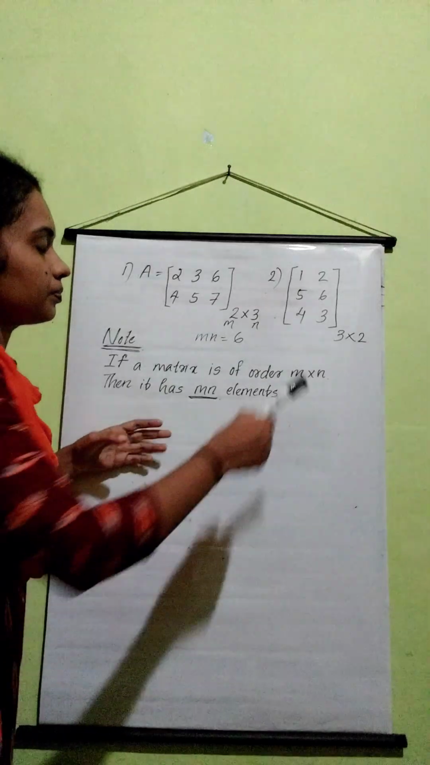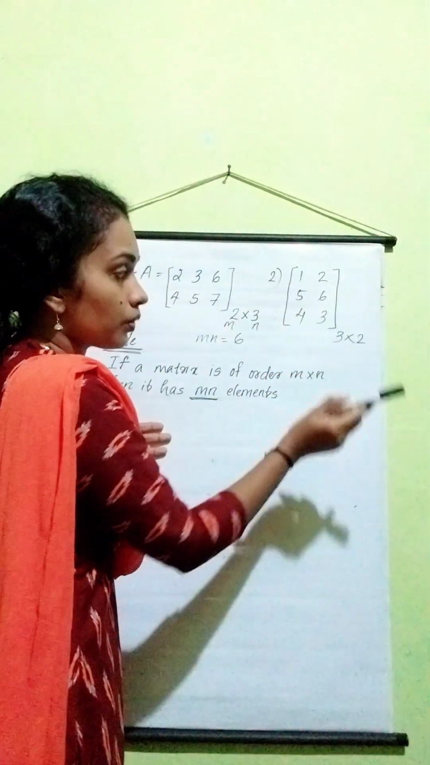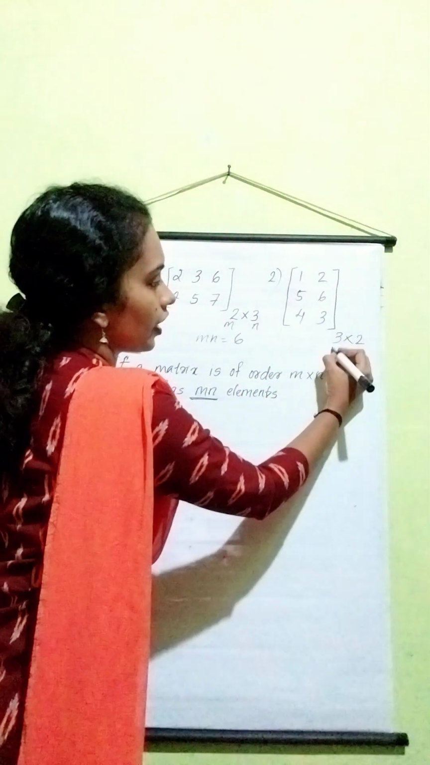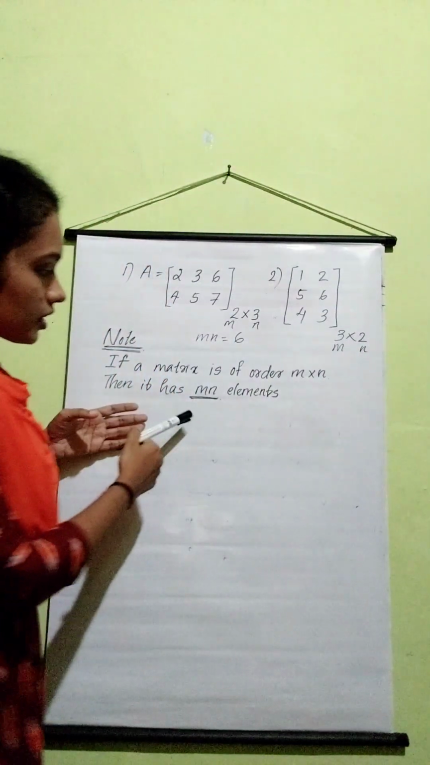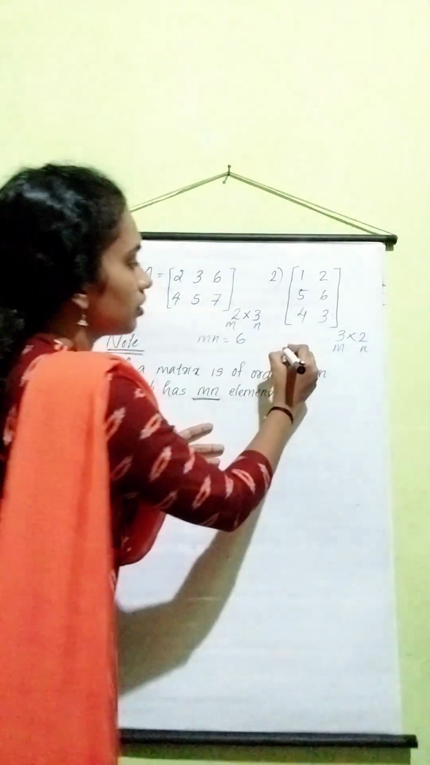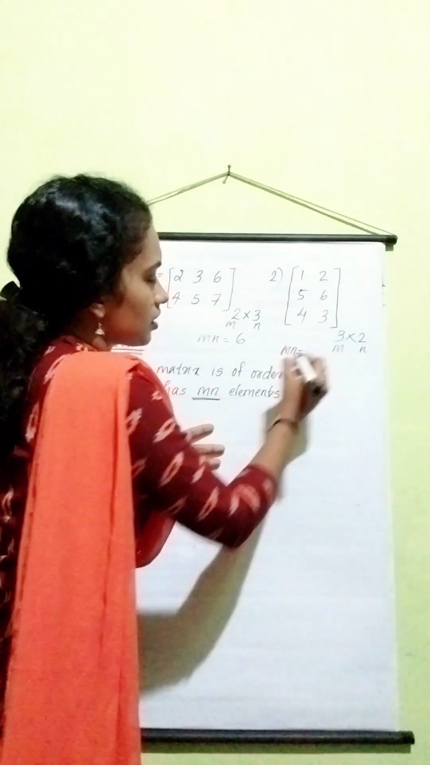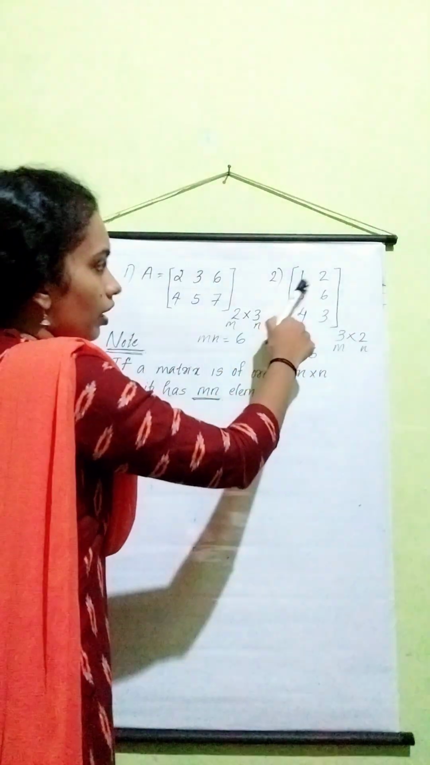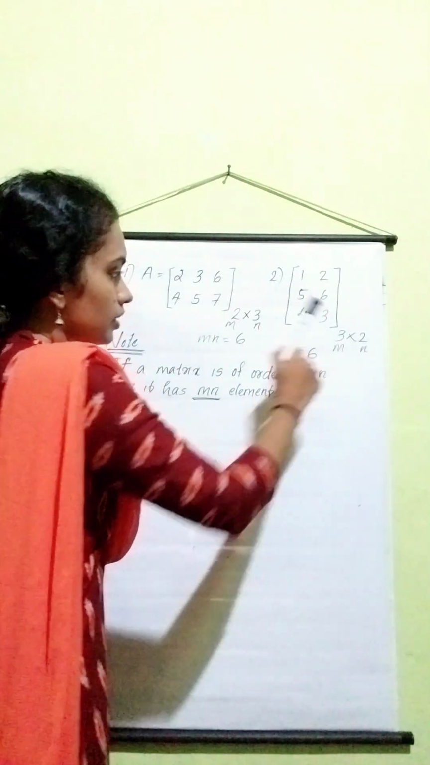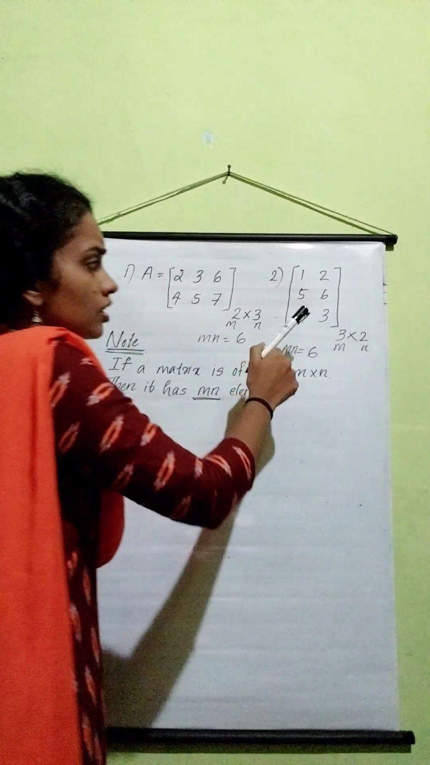Now check this one. Here we have 3 rows and 2 columns. M is equal to 3, n is equal to 2. Then by this condition, it should have mn elements. Here mn is equal to 6 again. Let's count: 1, 2, 3, 4, 5, 6. So here also it is true.